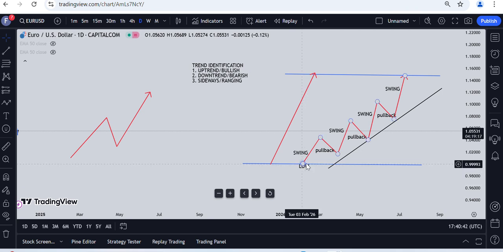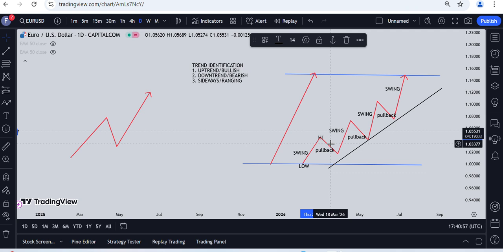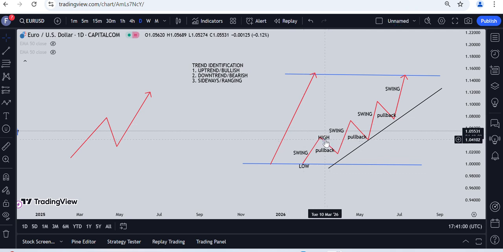And then when price moved from this low, what did it do? It went up and created another point here. This second pointed part is called what? A high. Don't worry, we'll go to the chart and understand all of this. So this is a low and this is a high. When price is going up in an uptrend, it's creating lows and highs, lows and highs. It starts by creating a low and then goes up to create a high.